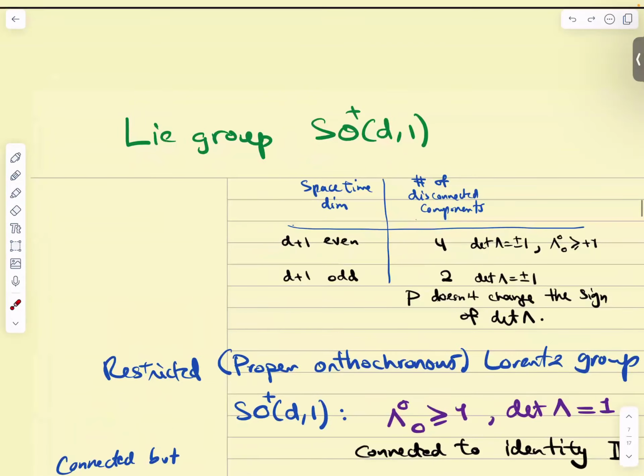Now, something funny happens when the dimensionality of space-time is odd. So far I've said the dimensionality of space-time is even. When the dimensionality is odd and you do a parity transform, here the determinant changed when I did parity transform. In odd space-time dimensions, under parity transform, the sign of the determinant doesn't change. So the odd dimensional Lorentz group, O(2,1), has only 2 disconnected pieces.